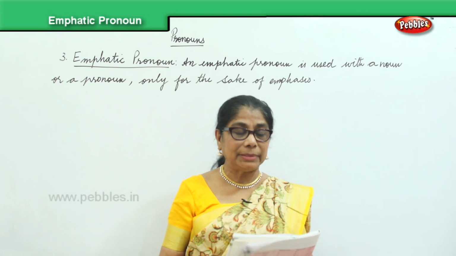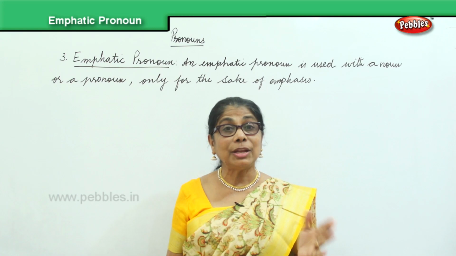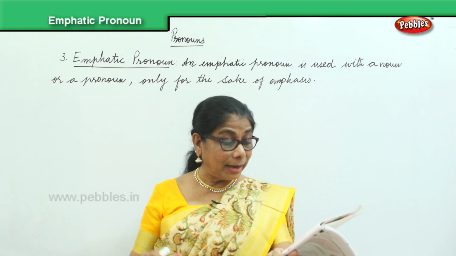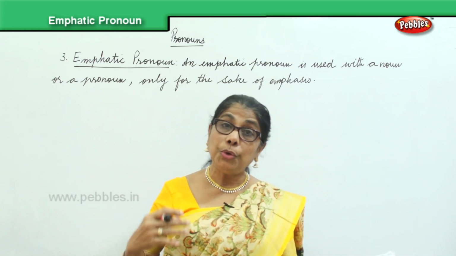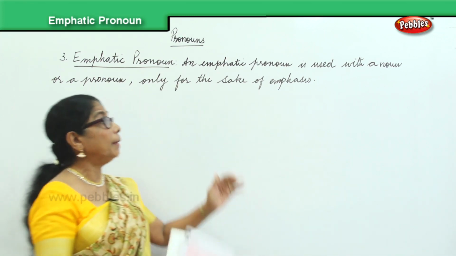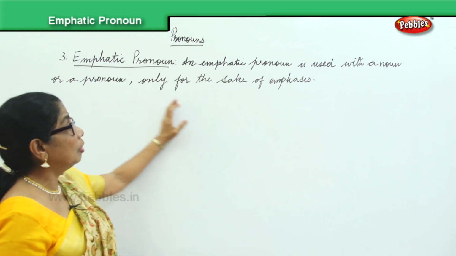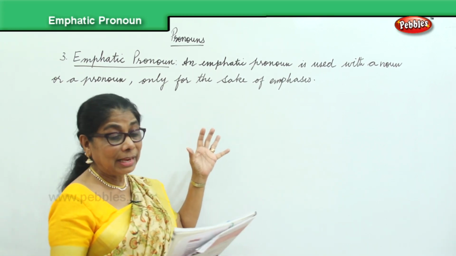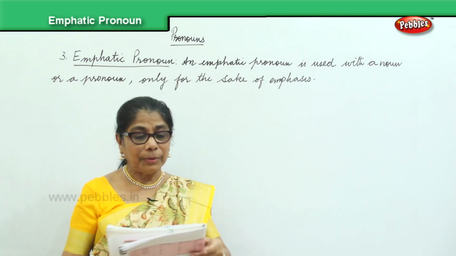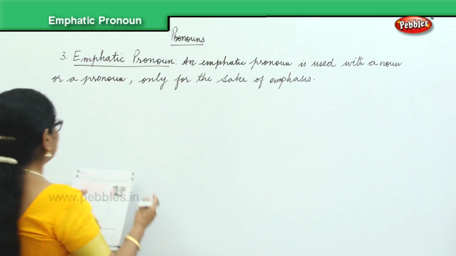Now we look at some examples. So we said we have done pronoun. There are 9 kinds. We have done personal pronoun. We have done reflexive pronoun. Now we go into emphatic. When you say emphatic pronoun, we are talking about an emphatic pronoun used with a noun or a pronoun for the sake of emphasis, emphasizing something. You want to say this is it. Now let's look at the examples for us to understand better the emphatic pronoun.